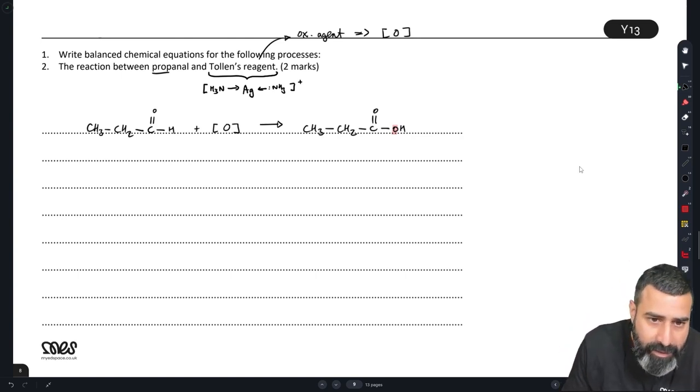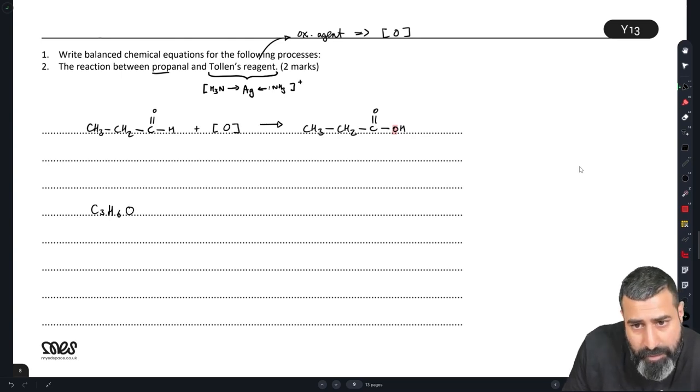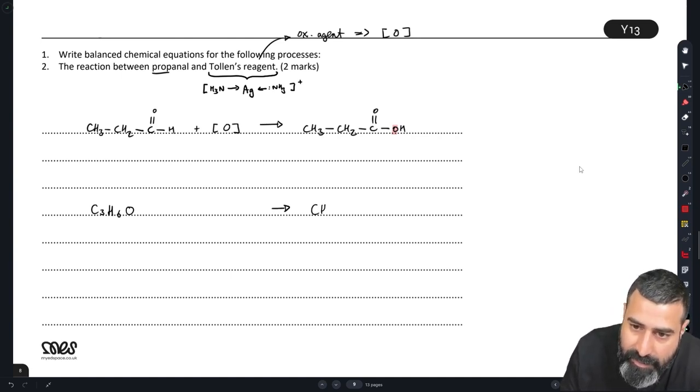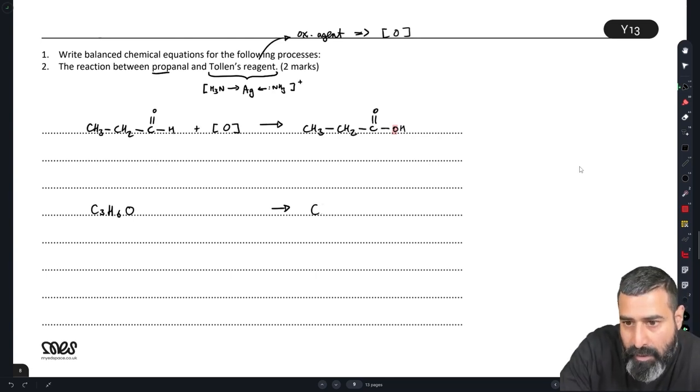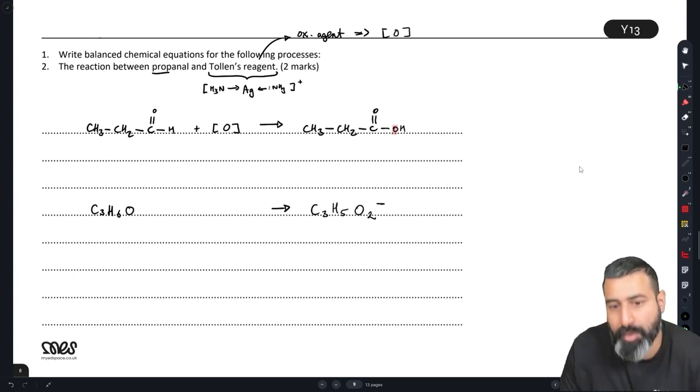If you want to look at this in a little bit more depth, it's rare that you're going to be asked this, but if we have a look at it in terms of oxidation states, we can write C3H6O being oxidized to this carboxylic acid. Now, under alkali conditions, this is going to exist as the propanoate ion. It's going to be C3H5O2 minus.